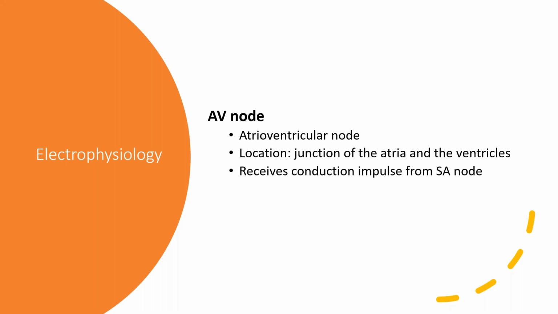From the SA node, it goes to the AV node, the atrioventricular node. If you break down that word, you'll know that it's at the junction of the atria and the ventricles. It receives the conduction impulse from the SA node.